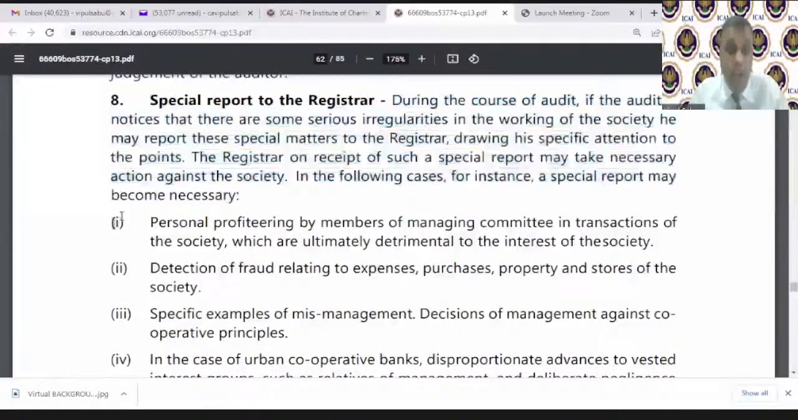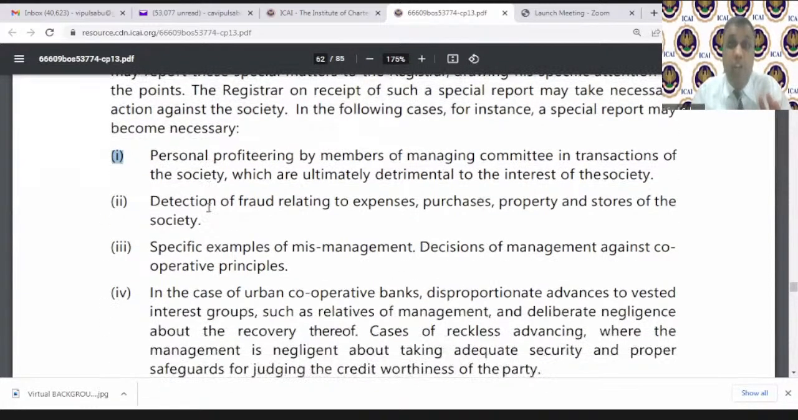In some cases, personal profiteering by some members of the managing committee. They are not taking care of the interest of the society as a whole, but making profits on an individual basis, personal profiteering at the loss of the society's interest. There is detection of fraud relating to expenses, purchases of property and stores, some manipulation, cash defalcation. There is mismanagement in the society. Decisions of the management are against the cooperative principles.